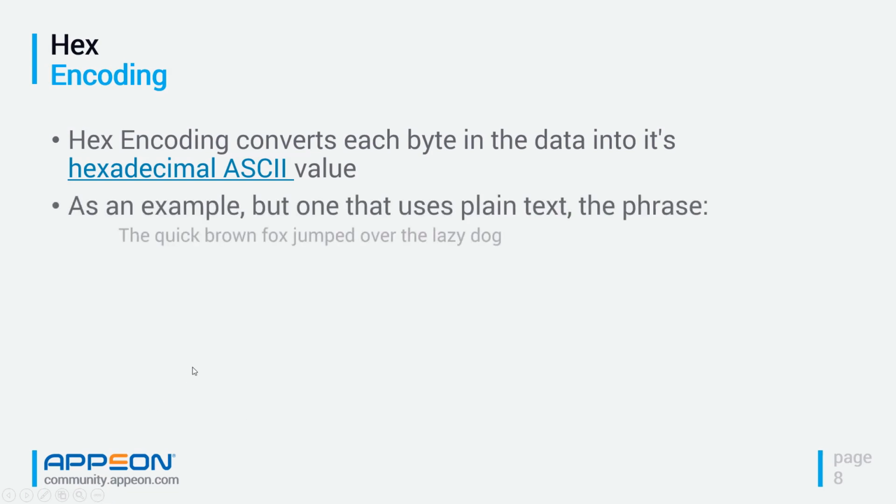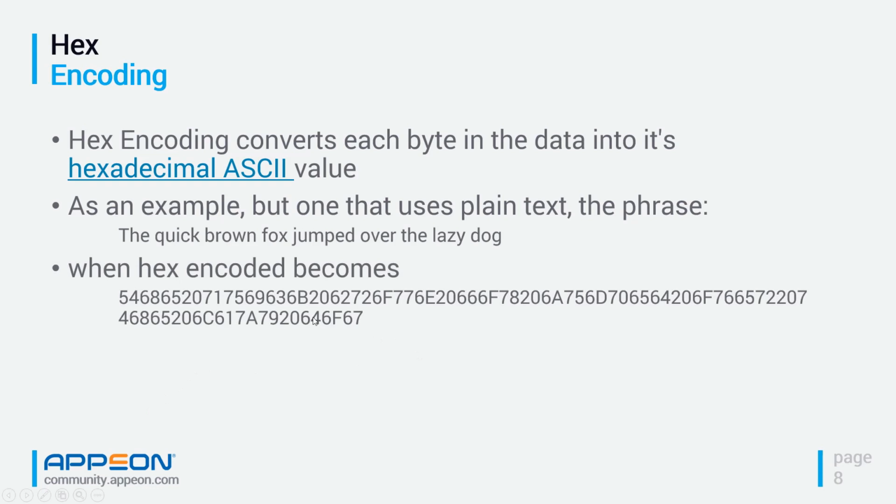So, for instance, if we had the phrase, "the quick brown fox jumped over the lazy dog," when hex encoded, it becomes this hexadecimal string. 54 is capital T, 68 is lowercase h, and so on.